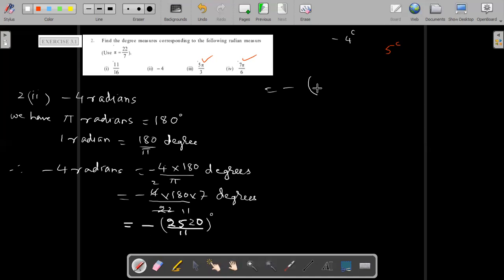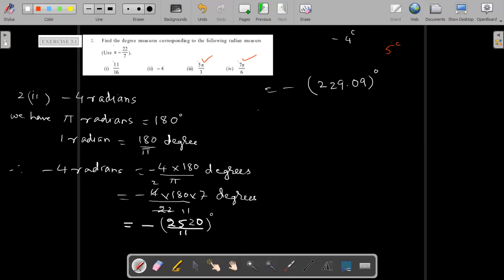2520. I told you, you can convert into decimal, that becomes easy. So divided by 11. Yes. So 229.09. Correct. So we are getting 229.09 degrees. Okay. Or we can take one more decimal place.